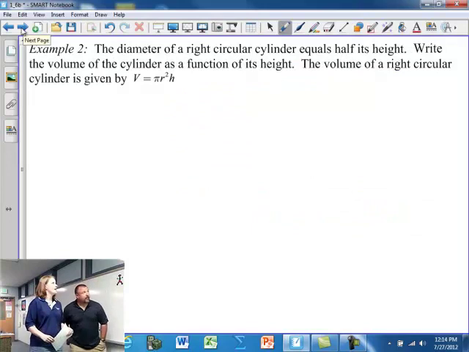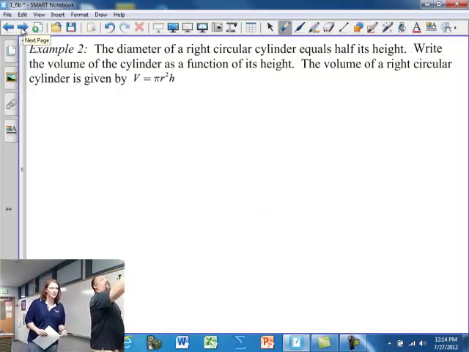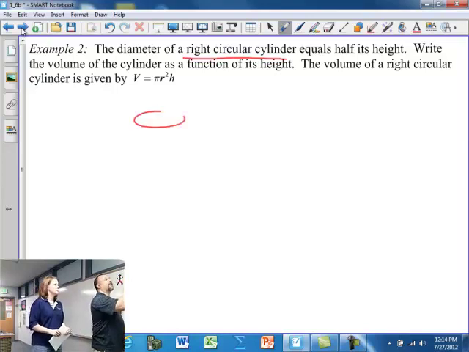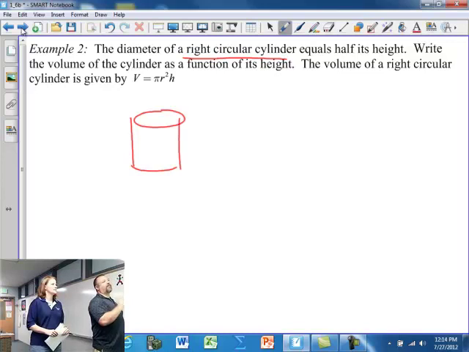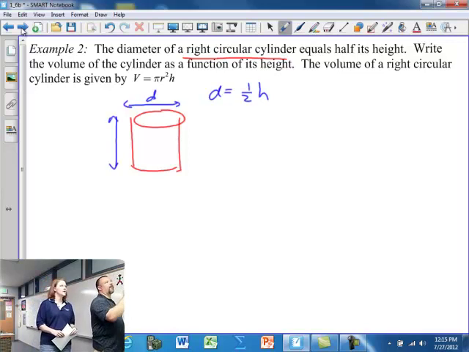All right, word problem. The diameter of a right circular cylinder. What's a right circular cylinder? Oh my goodness, it's a can of beans. It's a can. It looks like that, except all the stuff's connected. All right, so the diameter here is D, and that diameter equals half of its height. The height is right here. It's beautiful.